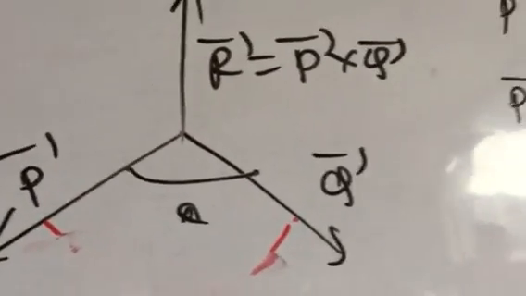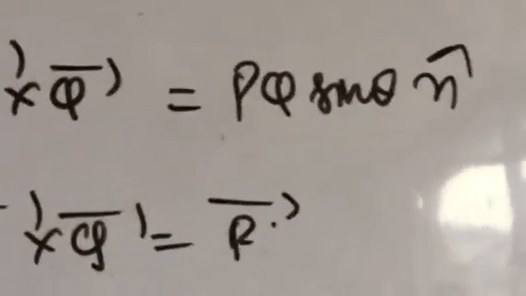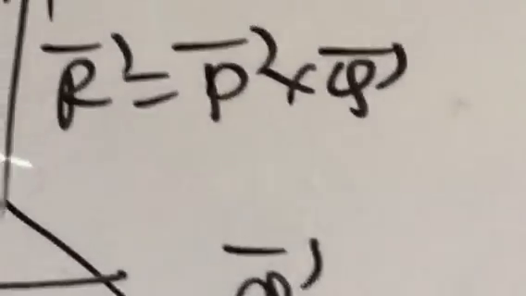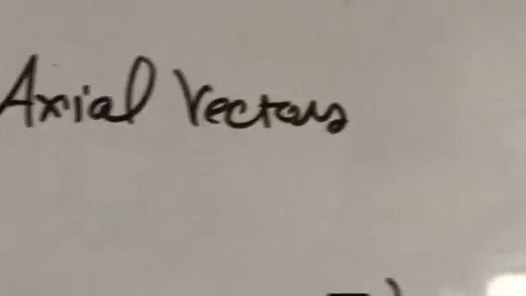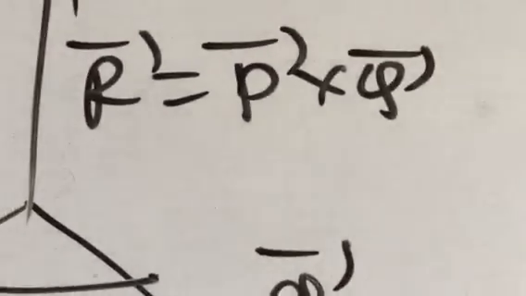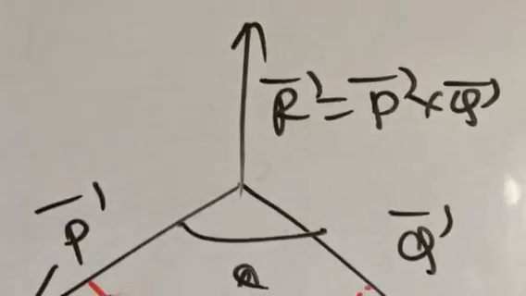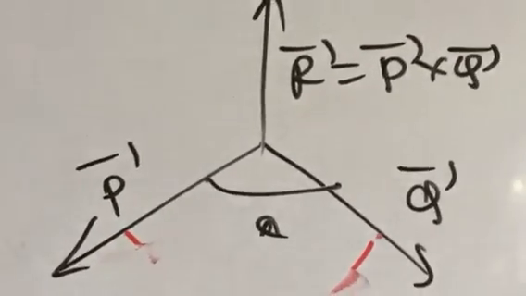But if we have, by the right hand rule, P cross Q, that is PQ sine theta n cap, now PQ sine theta n cap is the third vector, vector R. This is called which vector? This is called axial vector. Axial vector is also known as pseudo vector, right?